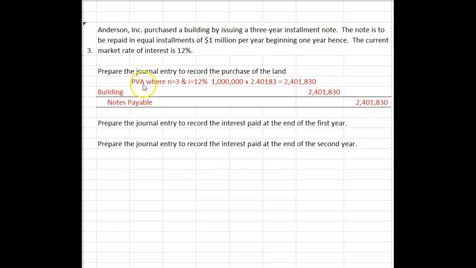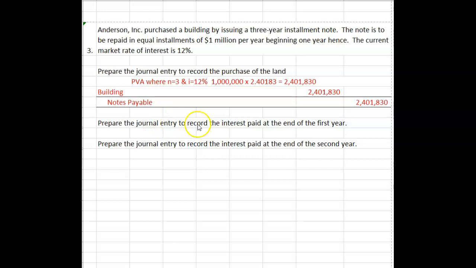Present value of an ordinary annuity where N equals 3 and I equals 12%. The factor is 2.40183. Multiply that times our $1 million annual installments. And the value then of the building is $2,401,830. Debit building, credit notes payable for $2,401,830.